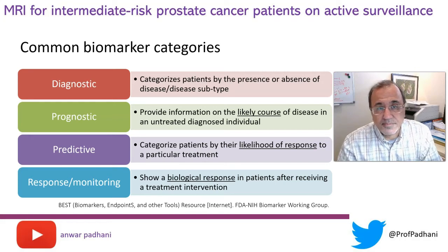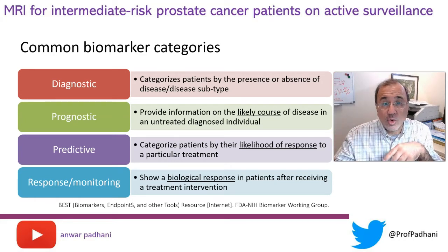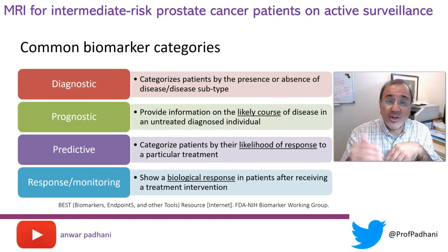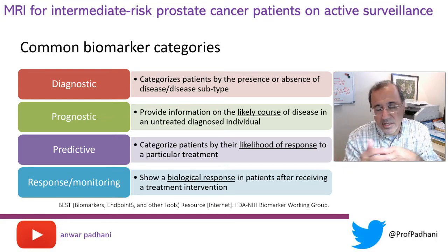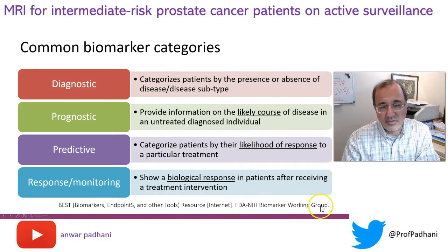So we know that a diagnostic biomarker categorizes patients by the presence or absence of a disease or a subtype of disease. A prognostic biomarker tells you about the likely course of a disease, usually in an untreated individual. A predictive biomarker categorizes patients by the likelihood of them responding to a particular treatment, in this particular instance, active surveillance. And a monitoring biomarker shows us what the biological response is in patients after receiving a particular intervention.